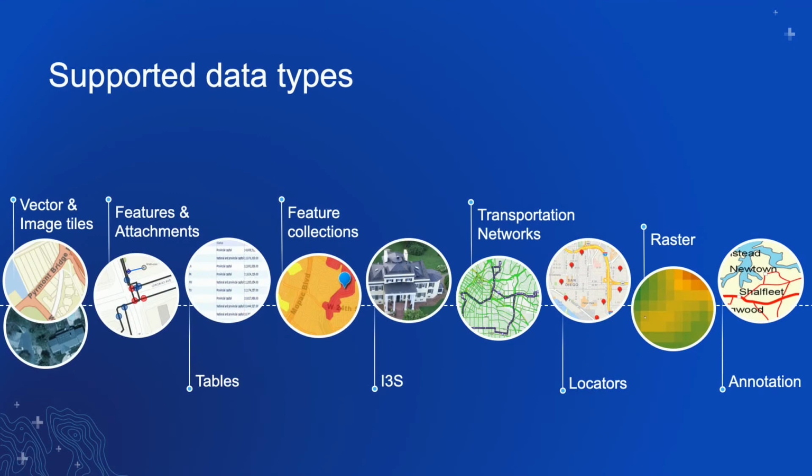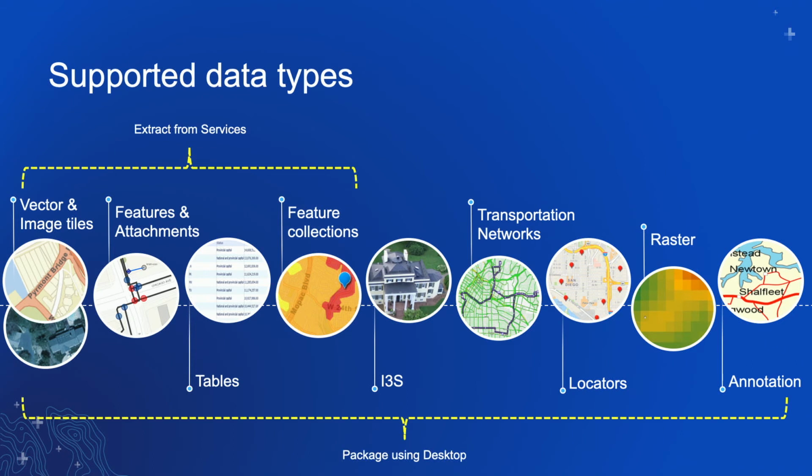Now, there are a number of data formats that we support in runtime when we're offline. We can display vector and image tiles that are really good for base maps. We support features along with their attachments and maybe related records that may be spatial or non-spatial. We support feature collections, which is basically a blob of JSON that may be sitting on the portal or as part of the map. And we support 3D workflows using I3S or scene layer packages, so on and so forth.